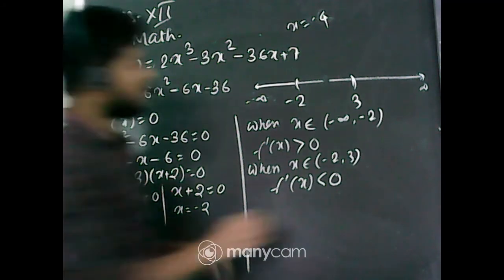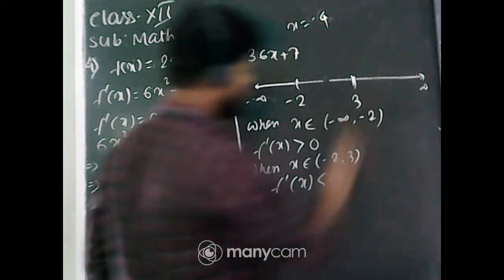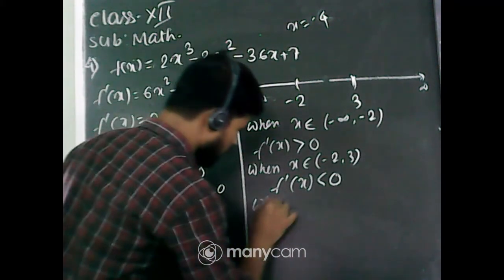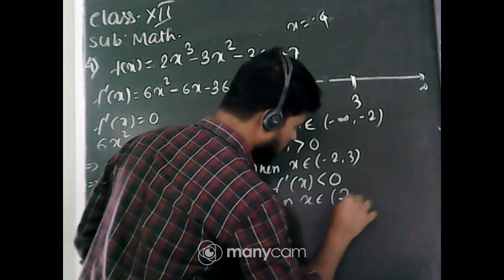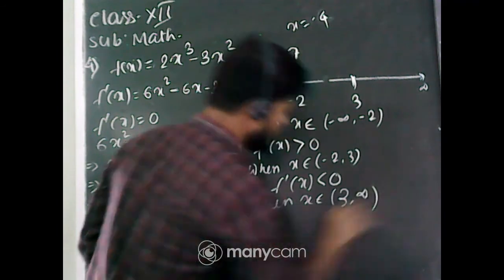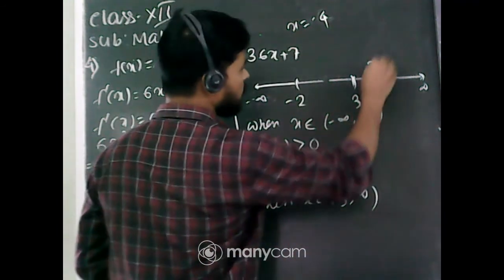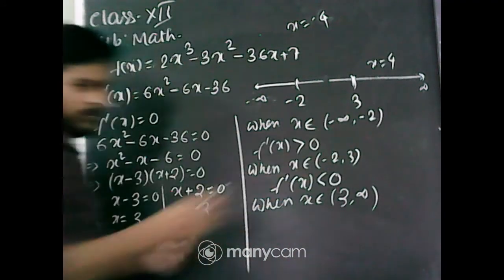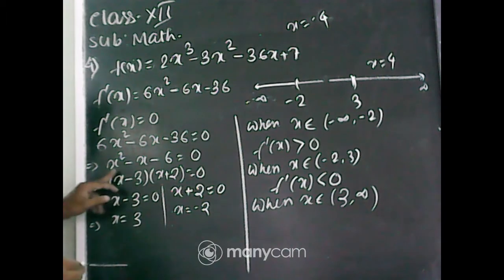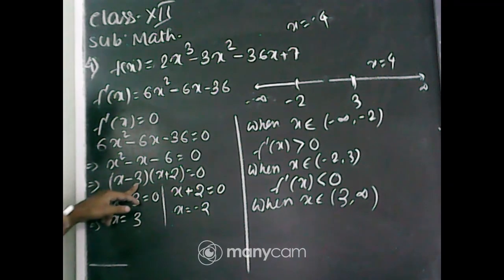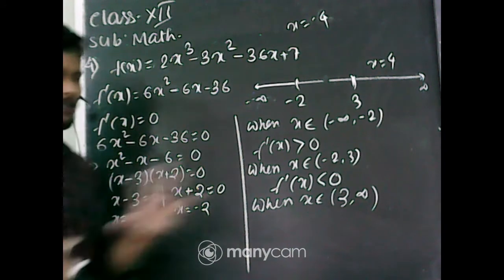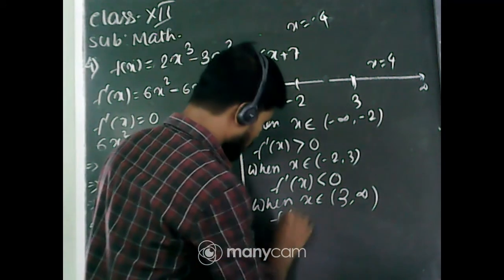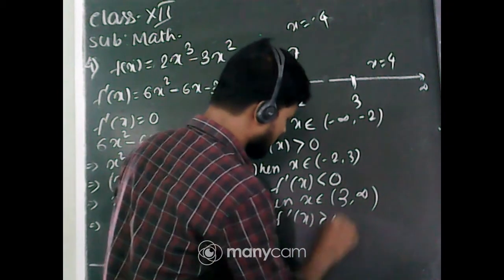Now one more interval is there, plus 3 to infinity. Now take any point when x belongs to plus 3 to infinity. Suppose x equal to 4 or 5 whatever, and put it here. So 4 minus 3, that is equal to plus 1, 4 plus 2, that is equal to plus 6. So the sign will be again positive. So f dot x will be greater than 0.